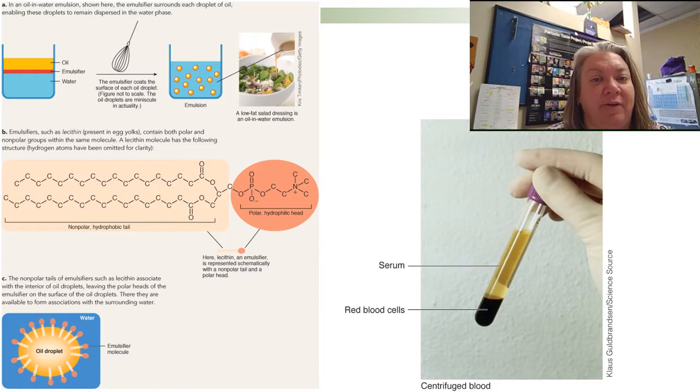So here's an example of an emulsion. Here they're making salad dressing. Well, normally when you make salad dressing, there's some sort of oil and there's some sort of water, but water and oil don't like to mix. So normally they'll separate out. Well, again, you don't want that to happen.